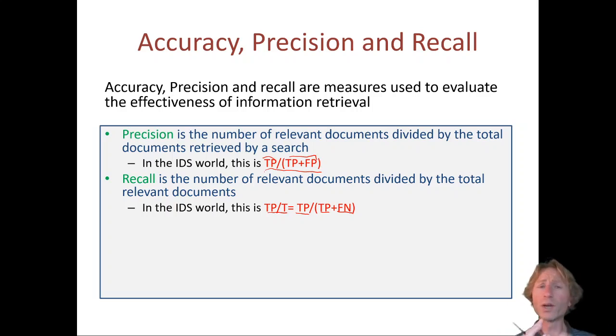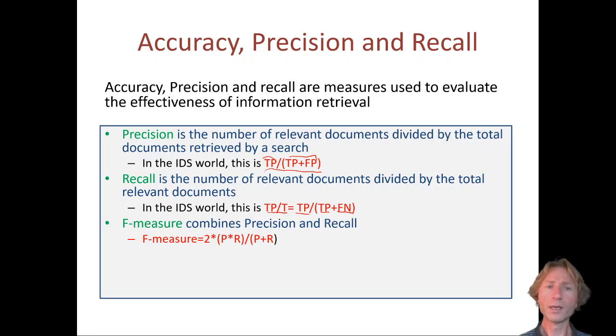It gives a measure of how many you missed, right? Whereas precision gives you a measure of how many of them that you flagged are actually relevant. And then we combine these two in what is known as the F measure. So F measure is 2 times the precision times the recall divided by the precision plus the recall. Okay, it gives you some indication of effectiveness that combines both precision and recall.